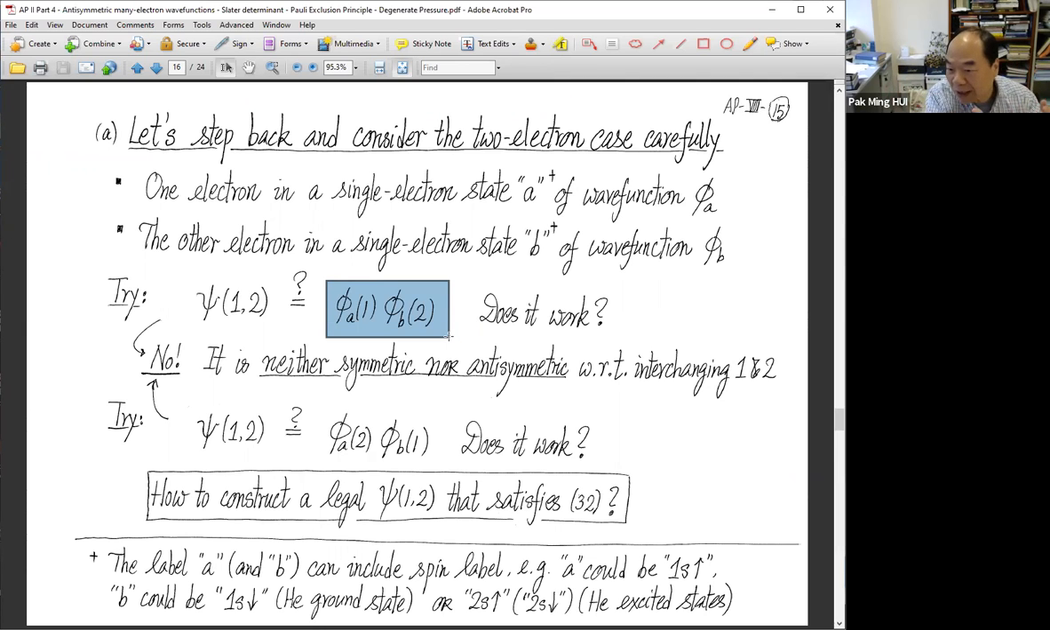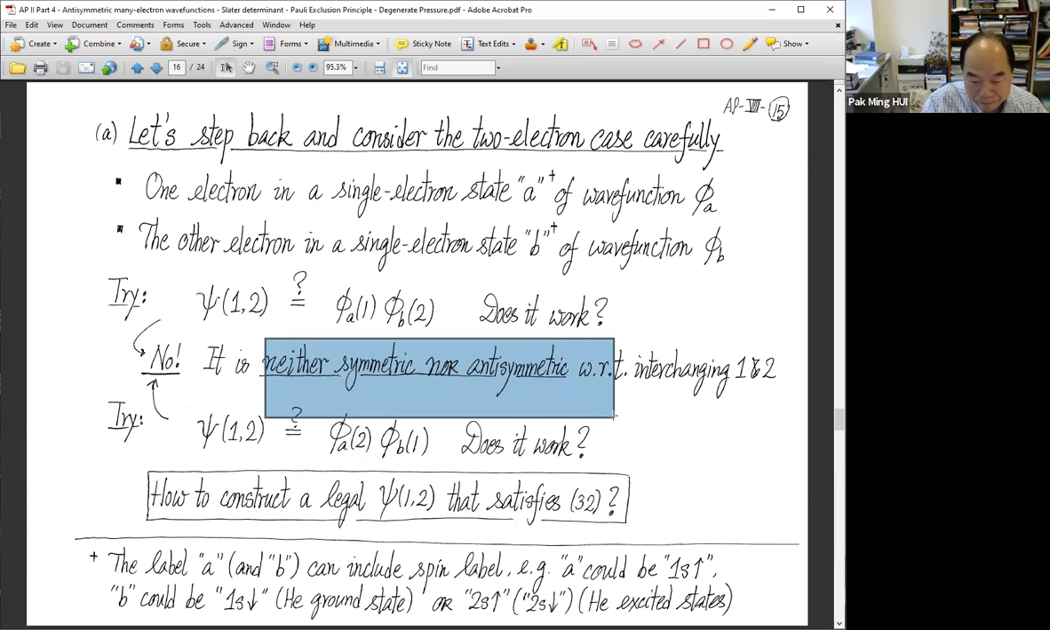Again, we have seen a case in our ground state discussion. Well, you may think, how about particle number 2 in A, particle number 1 in B? So try this one again. You will see the same problem. Okay, but already we have hinted at a way to get out of this trouble.